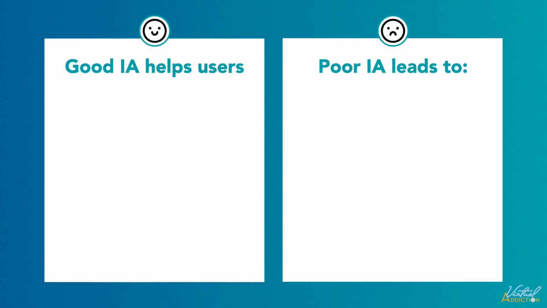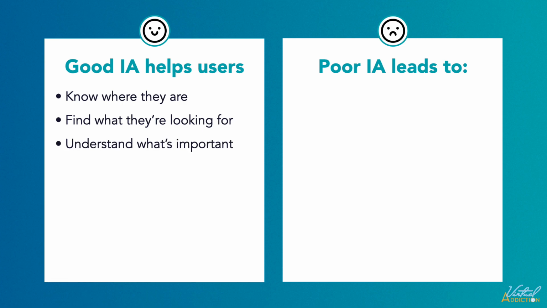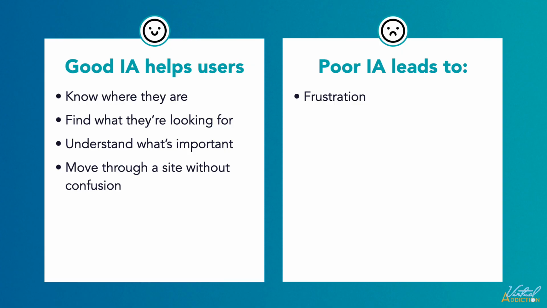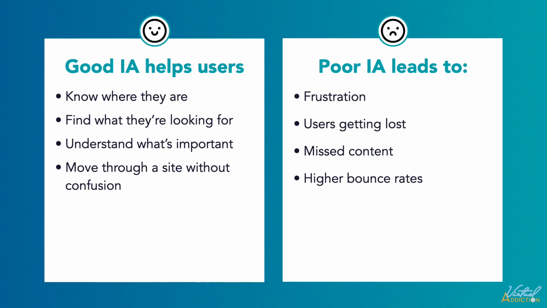When information architecture is done well, users can quickly answer questions like, where am I? What can I do here? Where should I go next? Good architecture helps users know where they are, find what they're looking for, understand what's important, and move through a site without confusion. When a site is done poorly, users feel lost, even if the site looks great. Poor information architecture leads to frustration, users getting lost, missed content, and higher bounce rates. Your goal as a web developer is to ensure that users can find what they need quickly and efficiently.